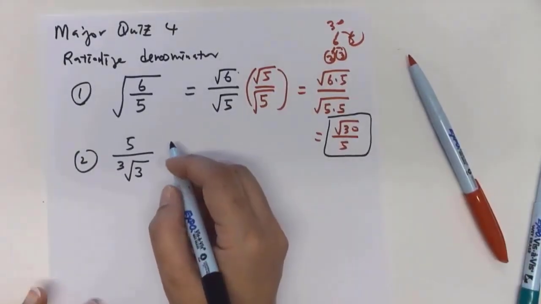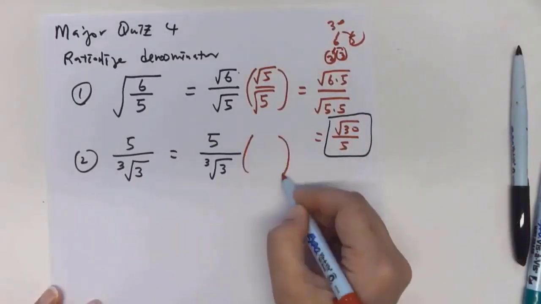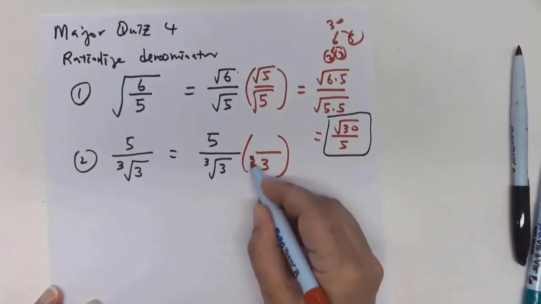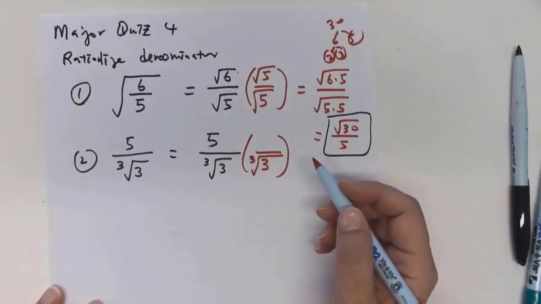What do I do with the second one? What do we need to multiply? Just 3? Cube root of 3? Is that going to be enough? Same on top and bottom.